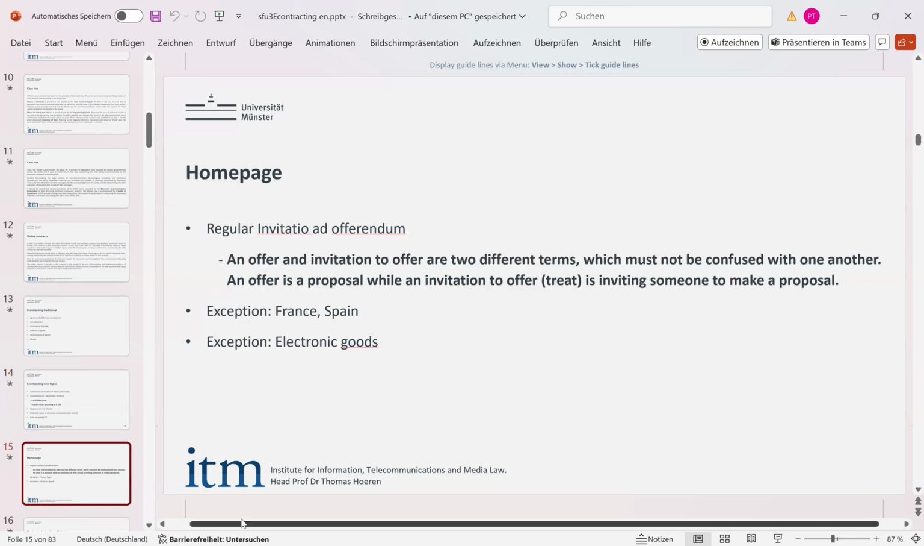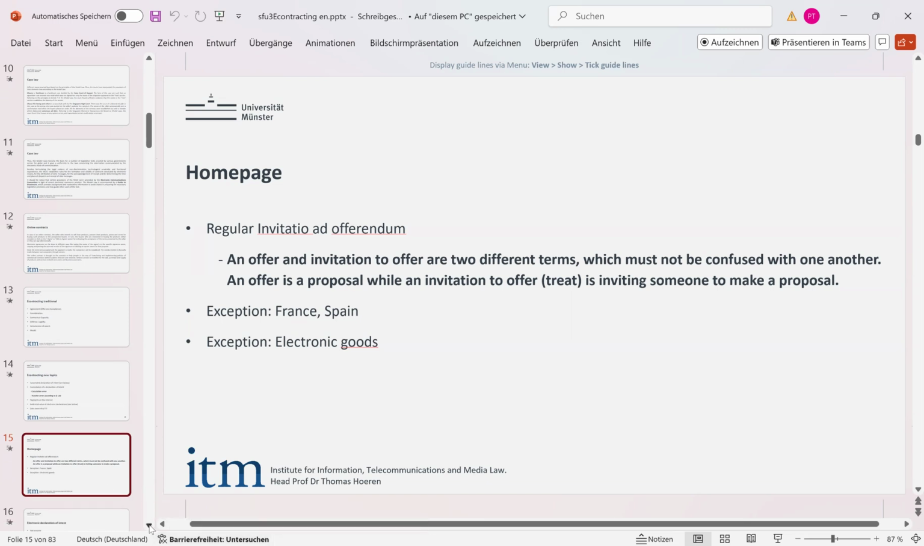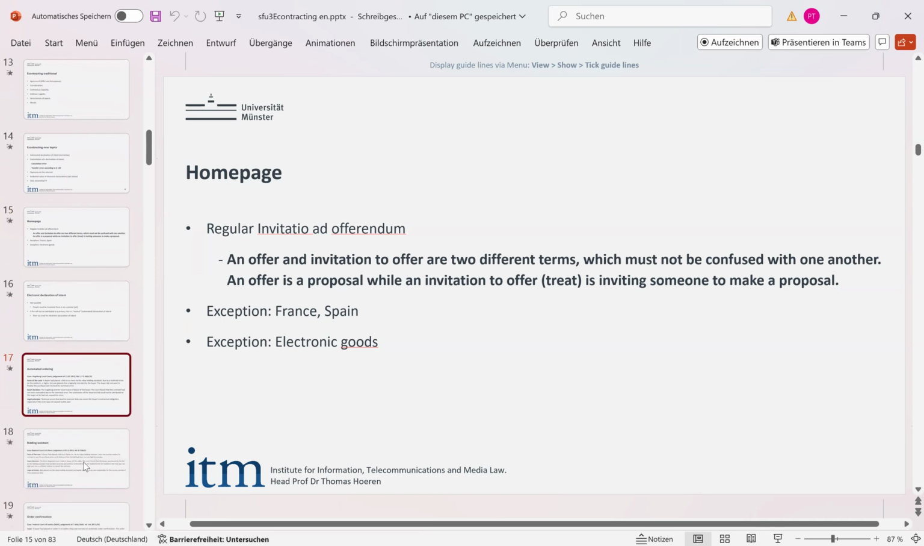Here you have, of course, it's a question of invitatio ad offerendum, which you just said. So an offer is a proposal, while an invitation to offer is inviting someone to make a proposal. Exception is France and Spain, and the exception is electronic goods.